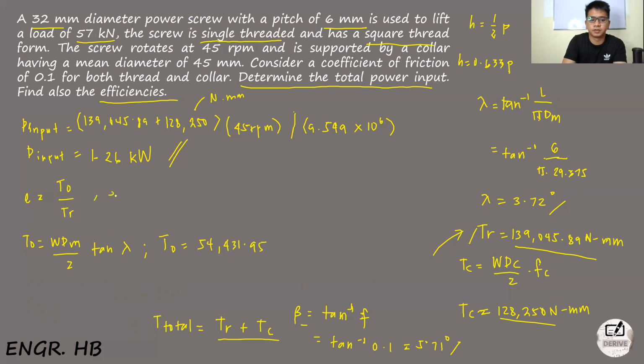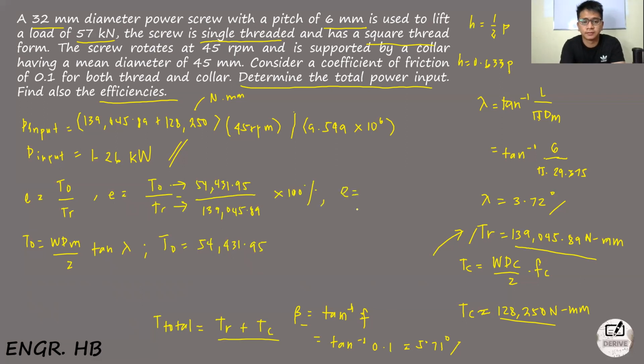So your efficiency will become TO over TR. So this will become 54,431.95 divided by TR mo is 139,045.89. Parehong Newton mm cancel times 100%. And you have the efficiency of the screw alone, 54,431.95 divided by 139,045.89. And you have the 39%.